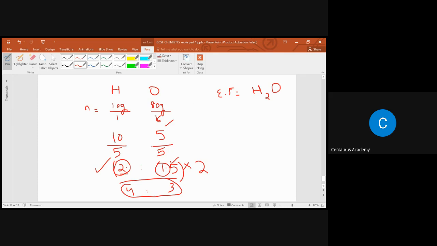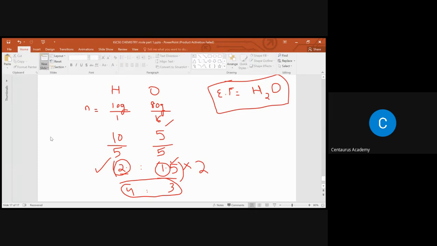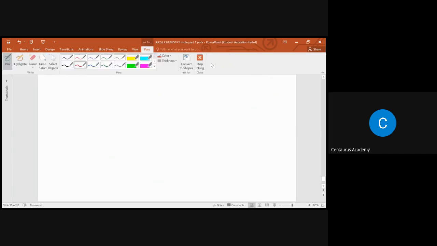So the empirical formula for this one is going to be H2O. This means since 2:1 was the answer. Look at another example. Supposingly I say that we have carbon, hydrogen, oxygen, and the percentage compositions are given to you. For carbon, it is 31.58. For hydrogen, it is 5.26. This is the percentage composition of this particular element which is present in this compound by mass. But oxygen's is not given to you.